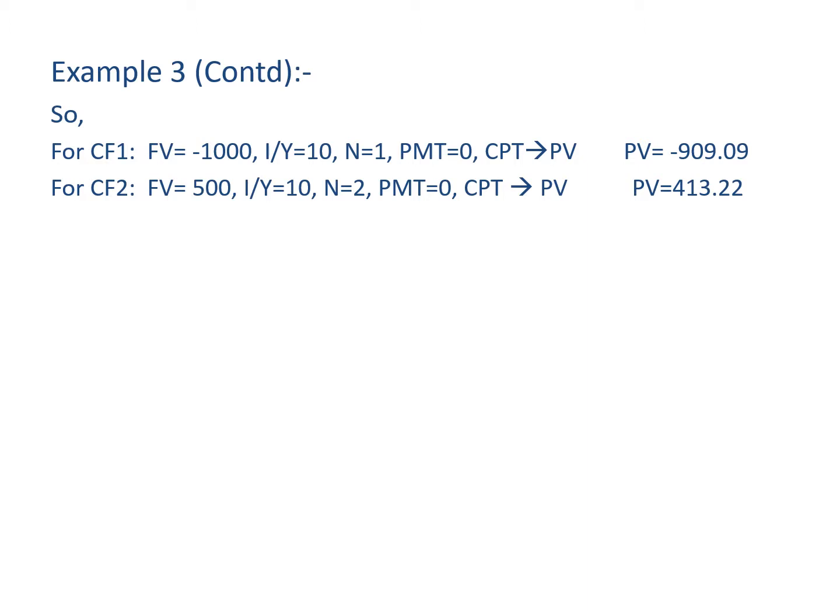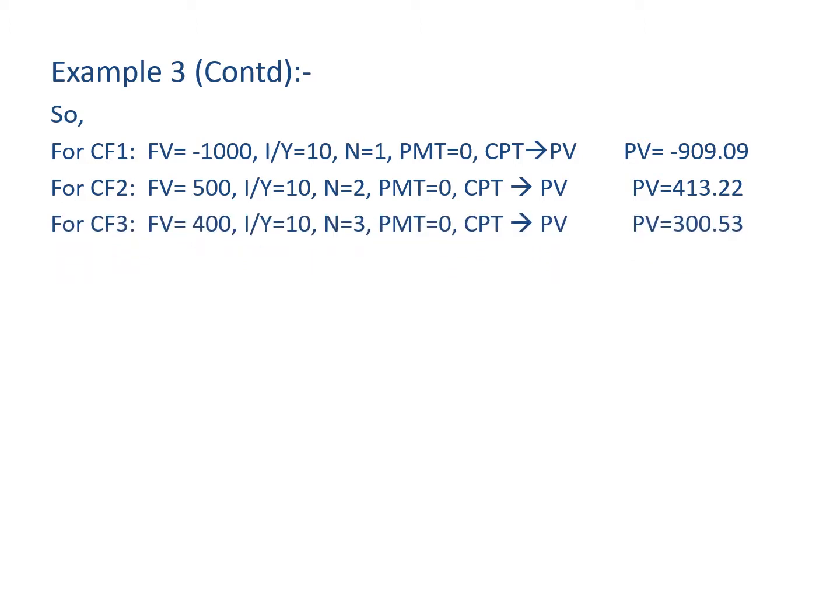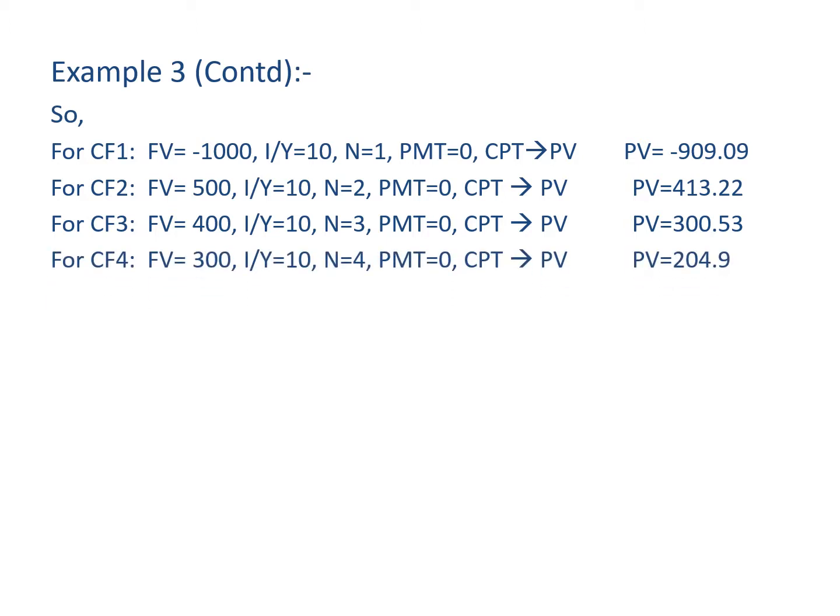For CF2, FV is 500, I/Y is 10, N is 2, and PMT is 0. We enter compute PV to get 413.22. For CF3, FV is 400, I/Y is 10, N is 3, and PMT is 0. We enter compute PV to get 300.53. For CF4, FV is 300, I/Y is 10, N is 4, and PMT is 0. We enter compute PV to get 204.9.